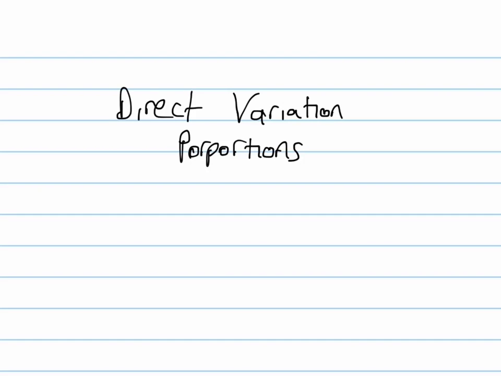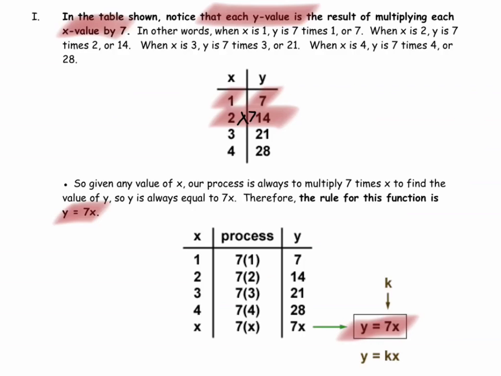Alright, direct variation proportions. We need to look at this. The main thing is that each y value is the result of multiplying each x by a 7. So 1 times 7 is 7, 2 times 7 is 14, and so forth. And we write this equation right down here.